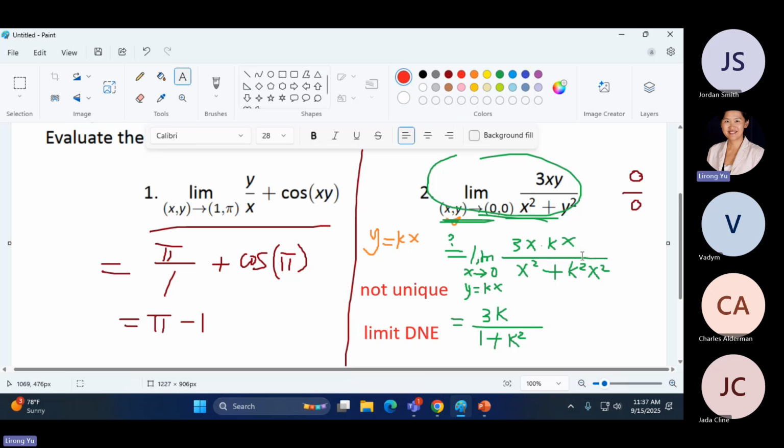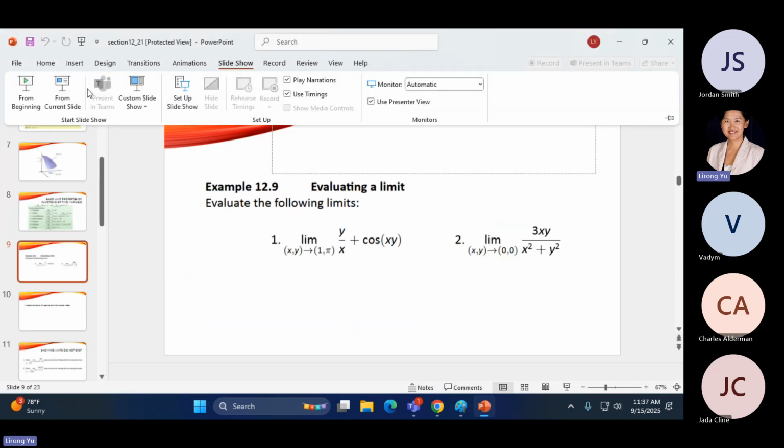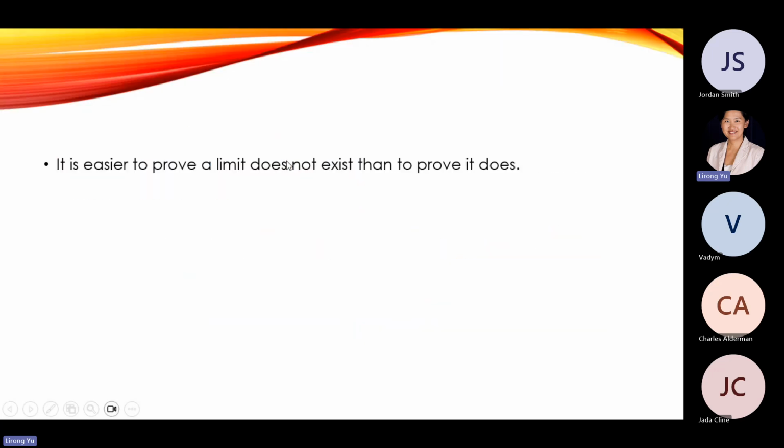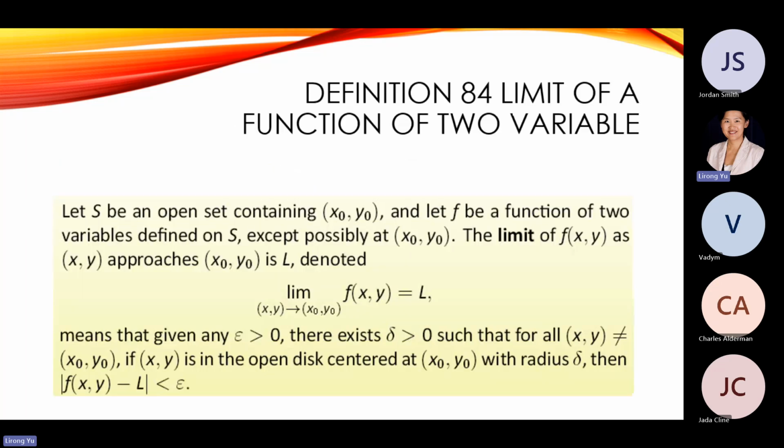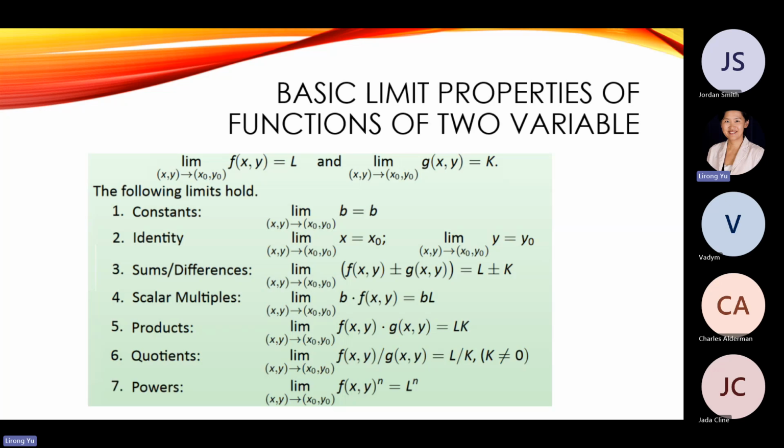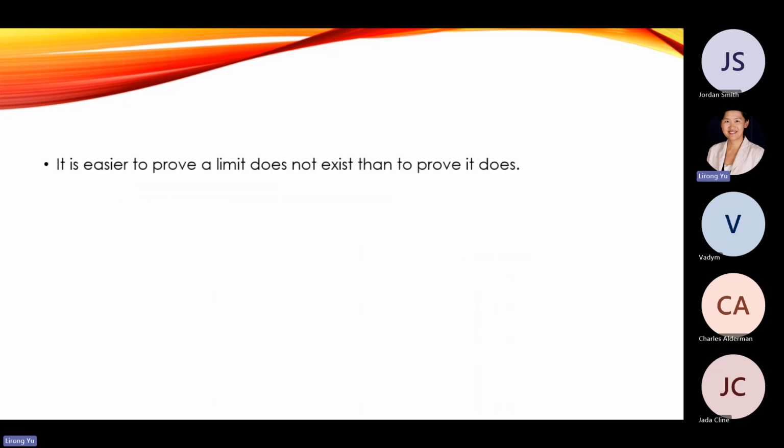I think in Calc 1 it is the same way, whenever the limit depends on something, if it's not unique, then the limit does not exist. Limit has to be unique. This is our first example on limit information. Right here, it's easier to prove the limit does not exist than to prove it does. To prove the limit does exist, we have to follow the whole epsilon delta definition. To prove it does not exist, all you have to do is choose one path, one scenario. The limit is not unique. And then there is the proof that the limit does not exist.